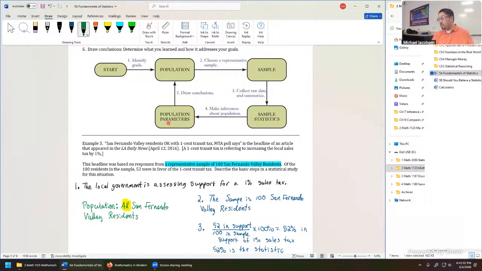So let's write this down on paper here. This is step 4. The parameter is going to be equal to percent of, once again, I'll capitalize it for emphasis, all San Fernando Valley residents in support of the 1% sales tax.